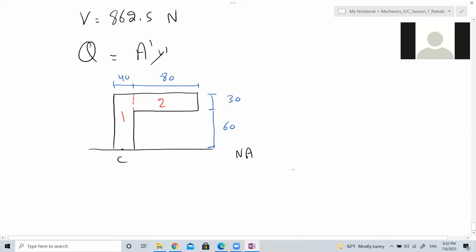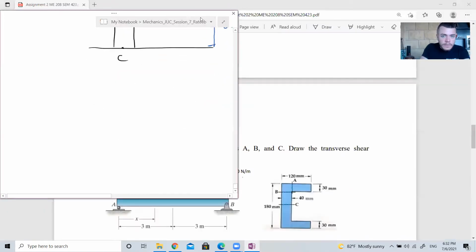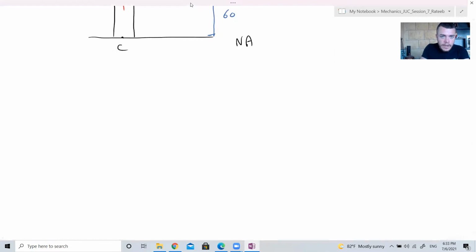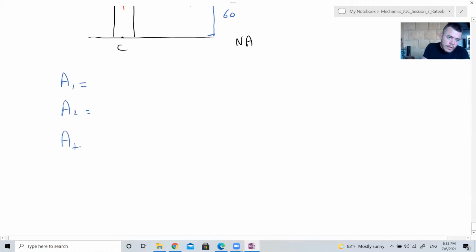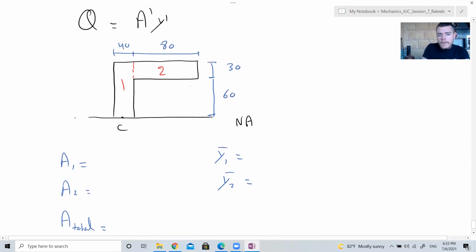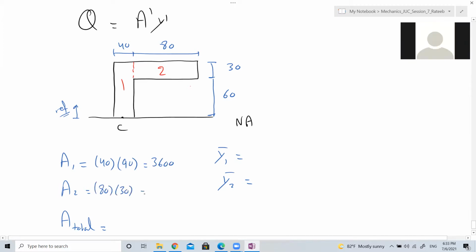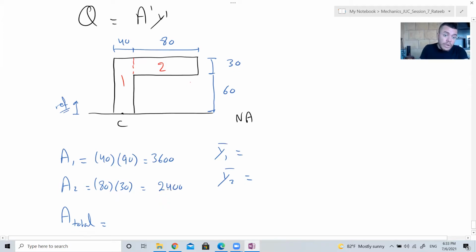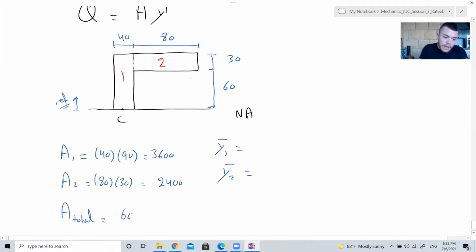So you need to put here again, from the start: area 1, area 2, area total, y1 bar, y2 bar. What is area 1? 40 by 90, which is 3600. What is area 2? Area 2 is 80 by 30, which is 2400. What's the area total? Add them together and you get 6000.